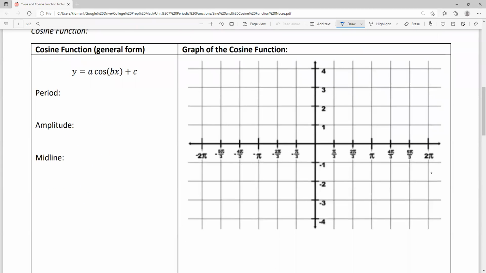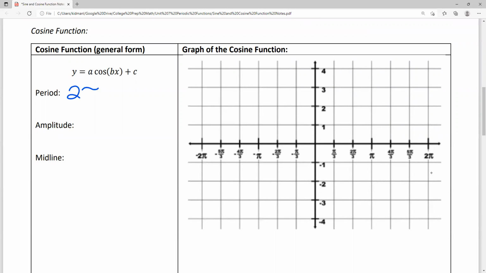Now, cosine has the exact same period, amplitude, and midline as does our sine value, which makes it really easy. So it's still going to be in comparison to 2 pi, and we're going to divide it by that b. So take note that if b is 2, that means we see our pattern twice as fast versus when it's 1/2, where we see it half as much, between 0 and 2 pi. So if I see a 2 there, that means I'm going to see that pattern twice between 0 and 2 pi. If I see a 1/3 there, that means I'm only going to see a third of my pattern between 0 and 2 pi. You kind of see how that goes there.